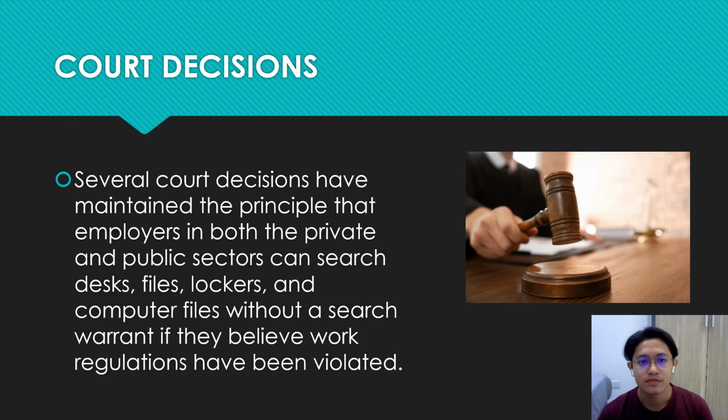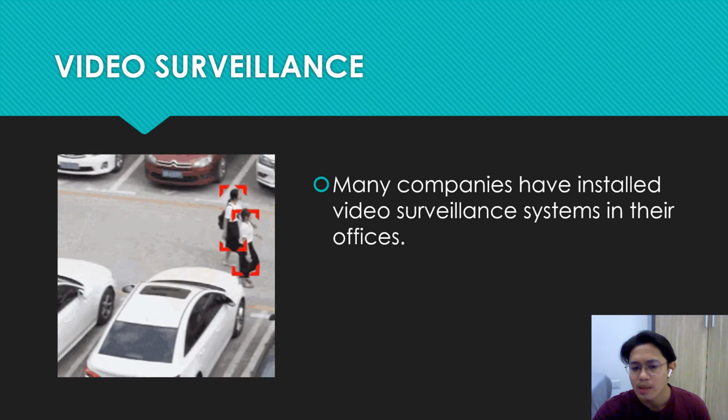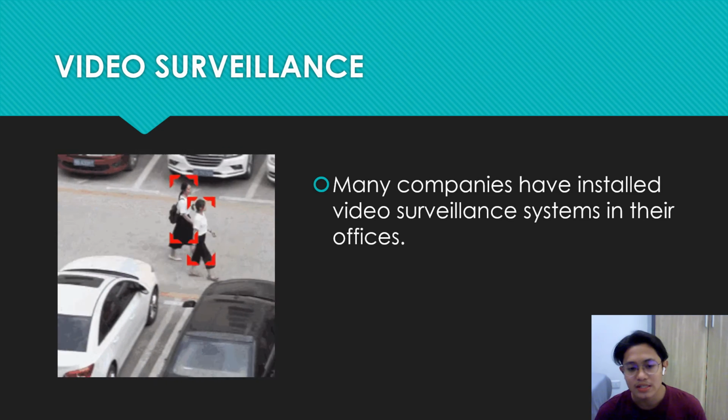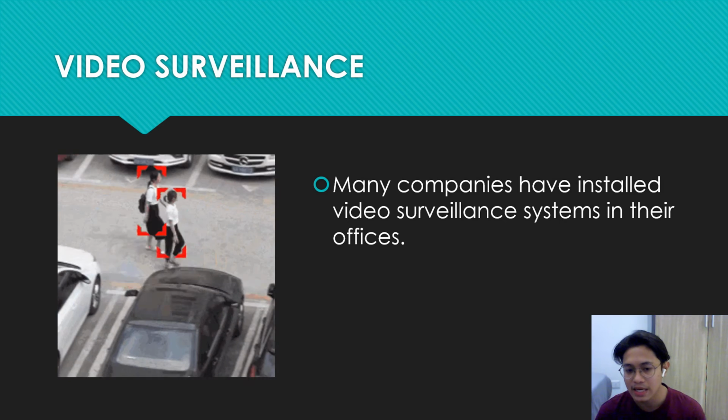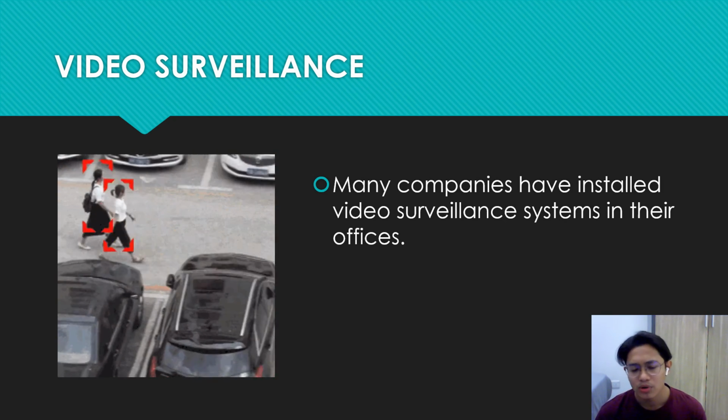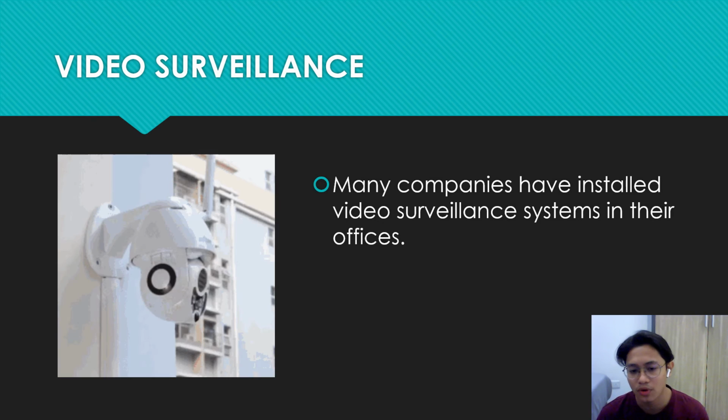So, then for court decisions, several court decisions have reaffirmed the principle that both private and public sector employers may search desks, files, lockers, and computer files without search warrants if they believe that work rules have been violated. Numerous employers have installed video surveillance systems in their workplace. Some employers use the system to ensure employee security, such as in parking lots, garages, and dimly lit exterior areas. Other employers have installed them on retail sales floors, in production areas and parts, and inventory rooms to reduce theft and shrinkage.